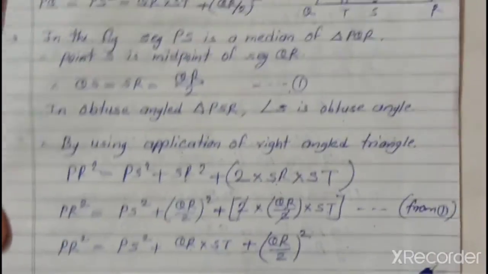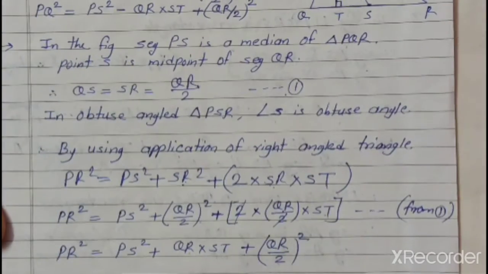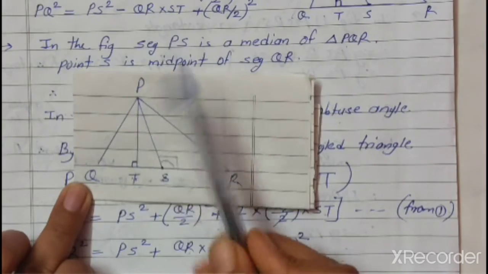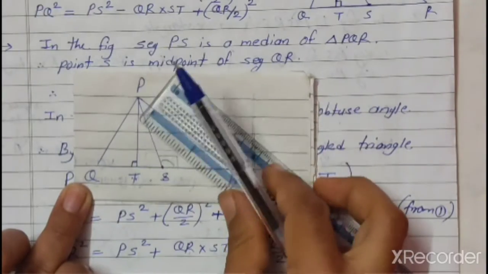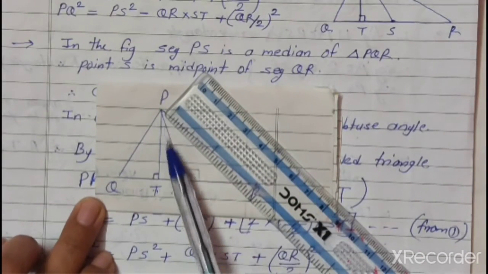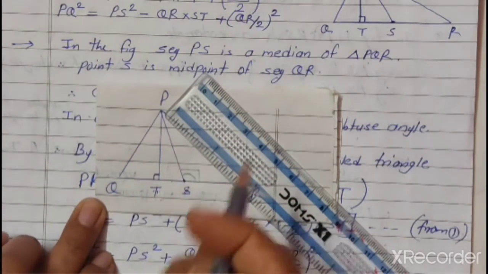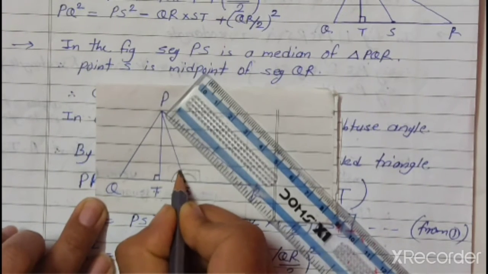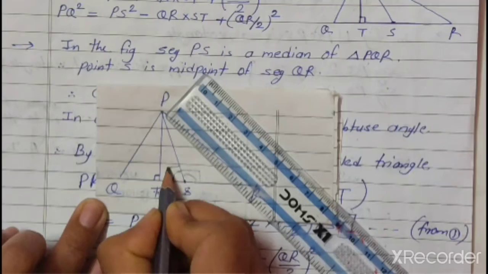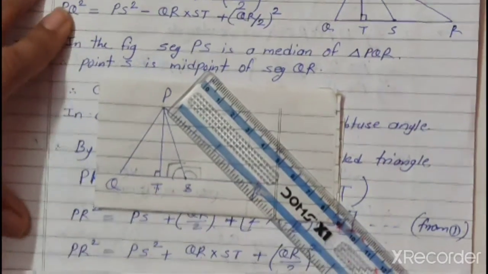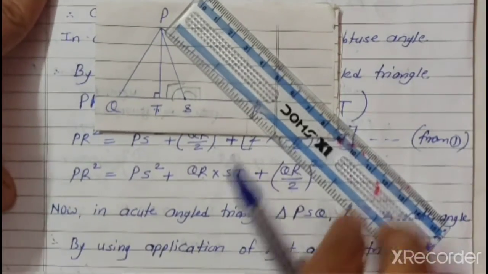Now let's move to the second proof. In this second statement, PQ square. So this PQ is a segment of this acute angle triangle PSQ. This PQ is opposite to this angle S. So now again we are considering this angle S as a right angle. So these are the two statements.